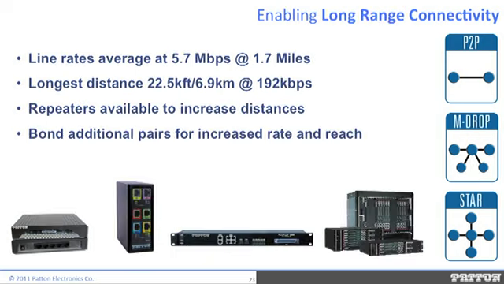The bread and butter is our long-range Ethernet connectivity line. This can support data rates ranging from 192 kilobits per second to 5.7 meg at distances from 4.5 miles to just under 2. For increased rate and reach, we can use special wire bonding technology or bring our repeaters into the network. This is something that separates us from the run-of-the-mill extenders. In this product line, we have solutions for point-to-point, star, and even multi-drop topology.